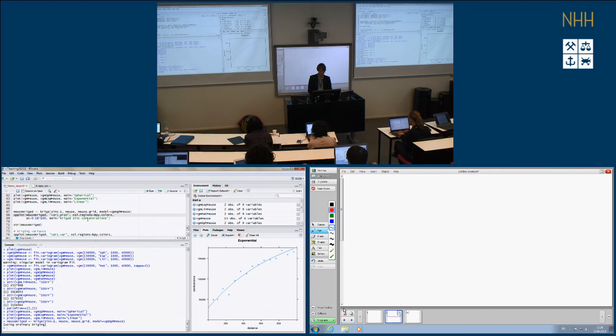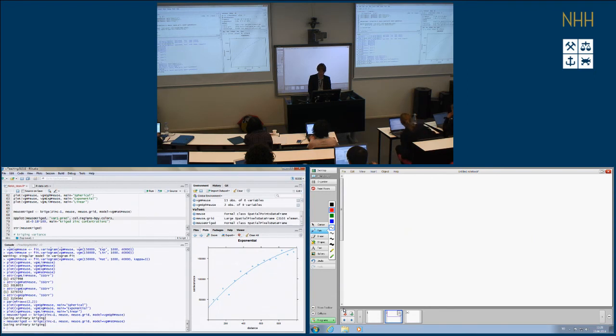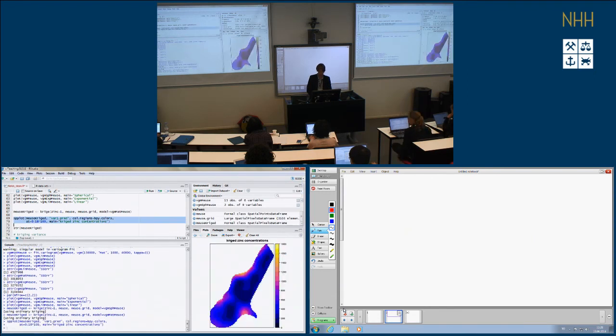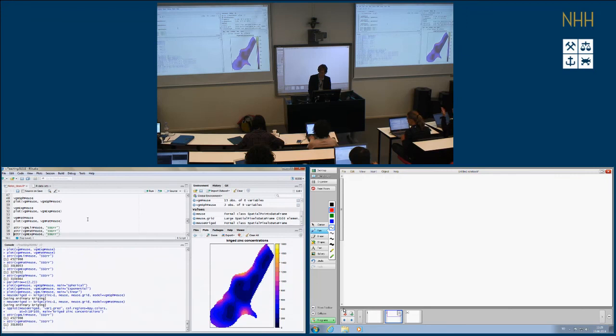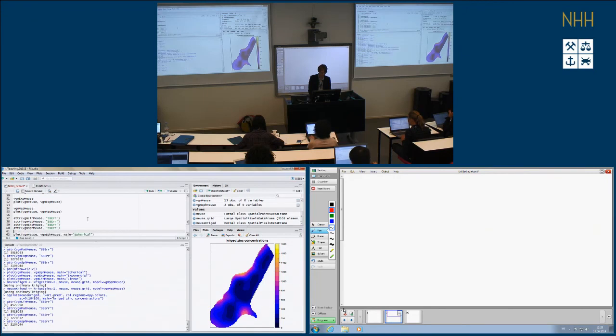So then Kriging is just this one line here, where we say it's still the zinc that we're interested in, it's the Meuse data set, it's the Meuse grid we would like to predict. And we have the spherical model, but we would like to use the Matern model. And then we can predict a map. So this is for the Matern. Let's see which one was the worst fit. Lin.